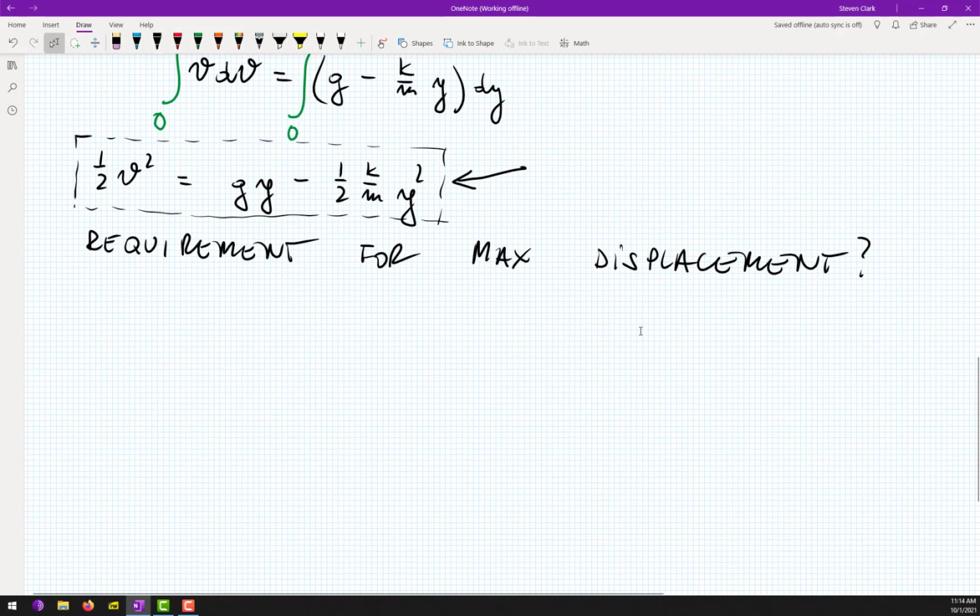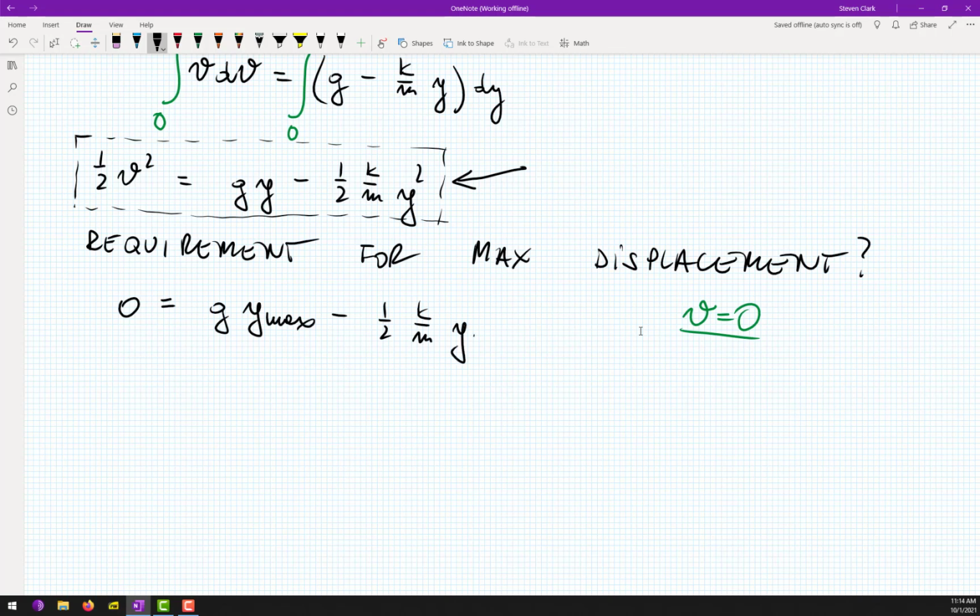Okay, exactly. The answer is velocity 0. This is our requirement. So I can take this expression, but don't worry, Brian. 0 is equal to g y max minus 1/2 k m y max squared.